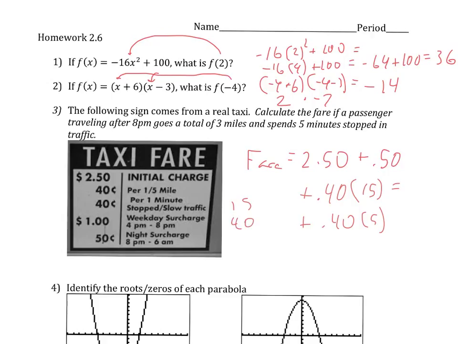Do this the old-fashioned way here. Okay, so that is $6. 40 cents times 15 is $6. $2.50 and 50 cents, I guess, makes $3. And 40 times 5, I know 4 times 5 is 20, so it's trying to tell me that's $2. So our taxi ride is a total of $11. Taxis are complicated. Moving on.